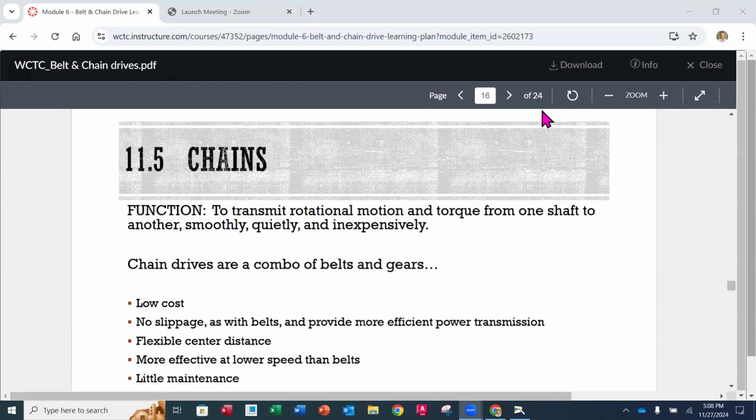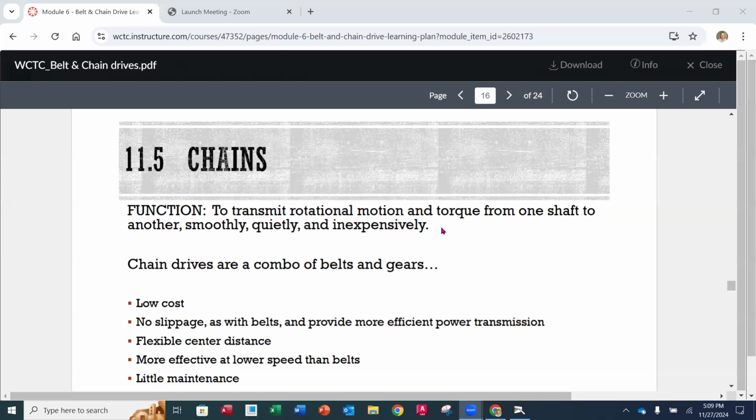Now, chain drives are kind of a combination of both belts and gears, meaning they have belt characteristics in that the center distance is nice and flexible because we can go further apart or closer as we need to. But they have the positive transmitting characteristics of a gear, because gears have teeth that physically push past each other. So chains are going to have sprockets that actually move the chain past, where belts, by design, slip if there's any overload situation.